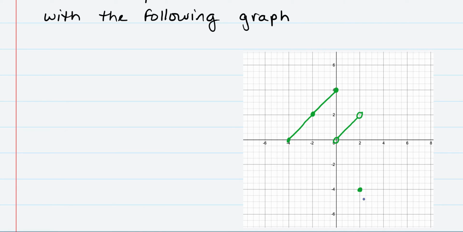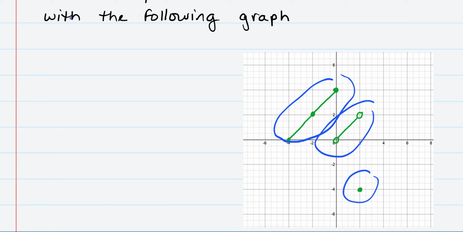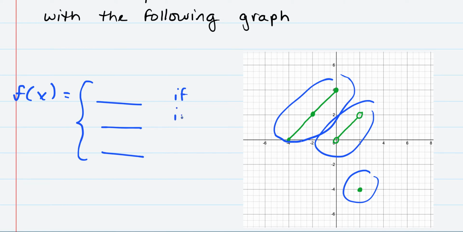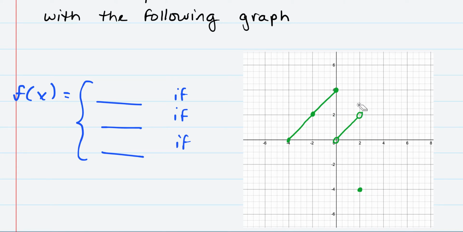Notice that there are 3 pieces. I have 1, 2, and 3. So what I expect is to have 1, 2, 3 pieces for this function. And then I'm going to put ifs here, if, and I need to define a domain for it. So let me erase these little blue circles.